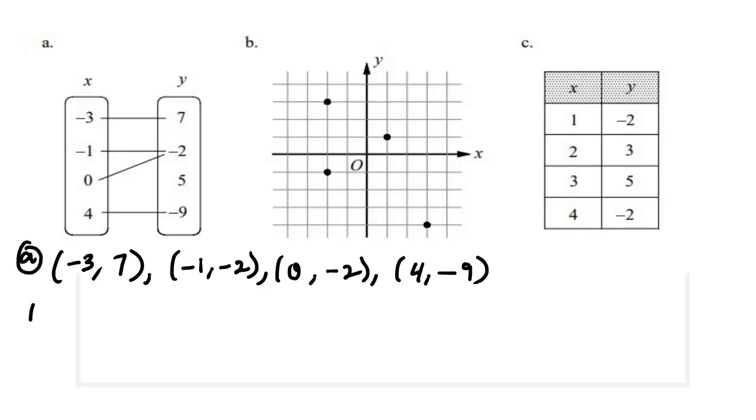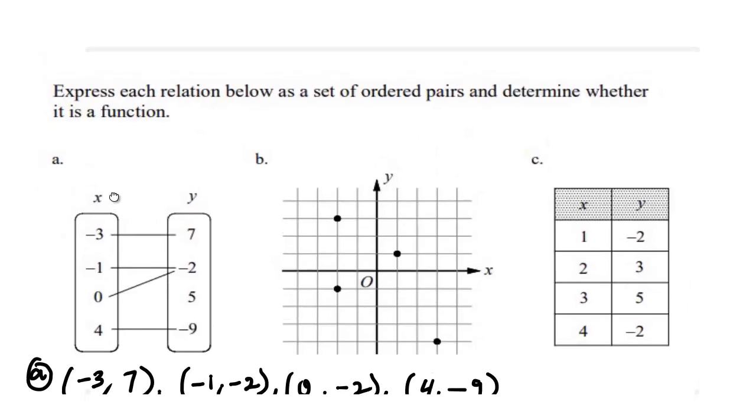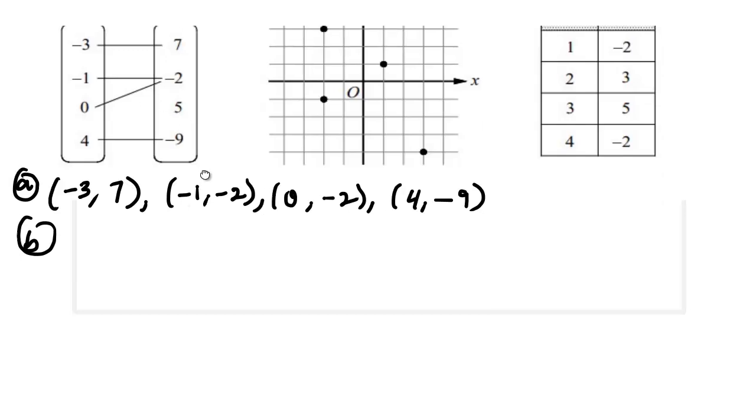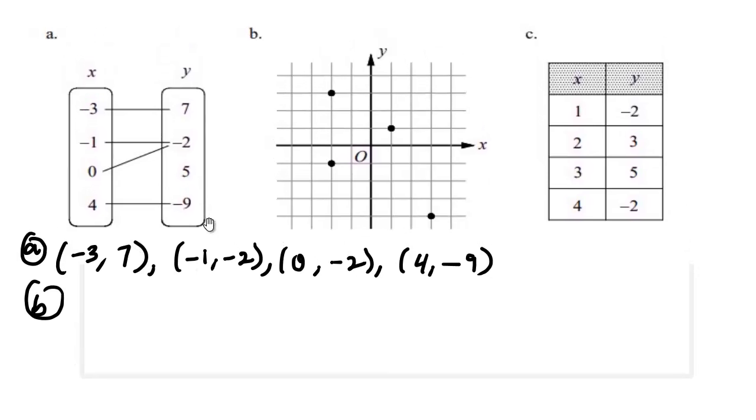Then let's get to B. So for B, don't forget the question made it clear. It says express each relation below as a set of ordered pairs. So this is the ordered pair for A. So let's get the ordered pair for B. To get the ordered pair for B, the graph is not scaled. So we would scale it.